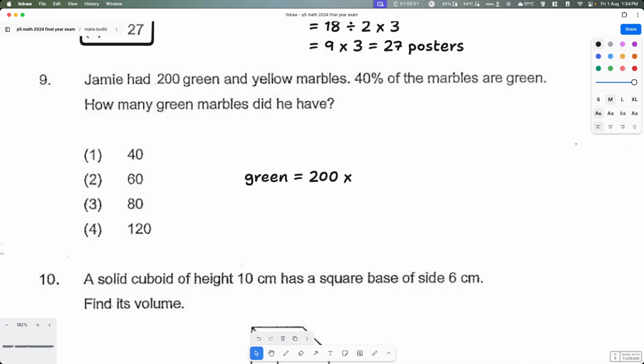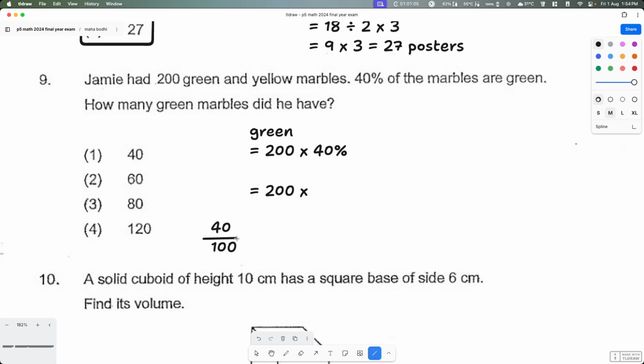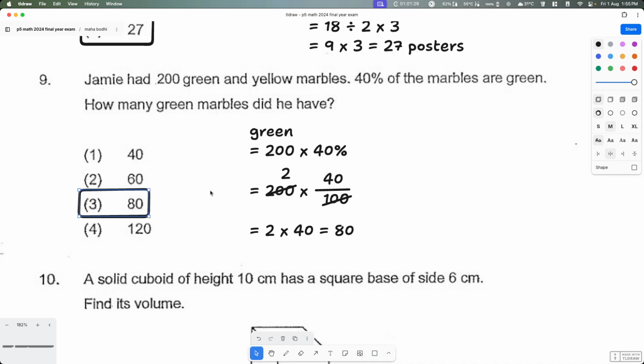200 times 40%, which is the same as 200 times 40 out of 100. All right, so then we can do cancellations. Cancel the 100 and then cancel the 2, and this will then become 2 times 4, which is 80. So how many marbles are green? 80, which is option number 3.